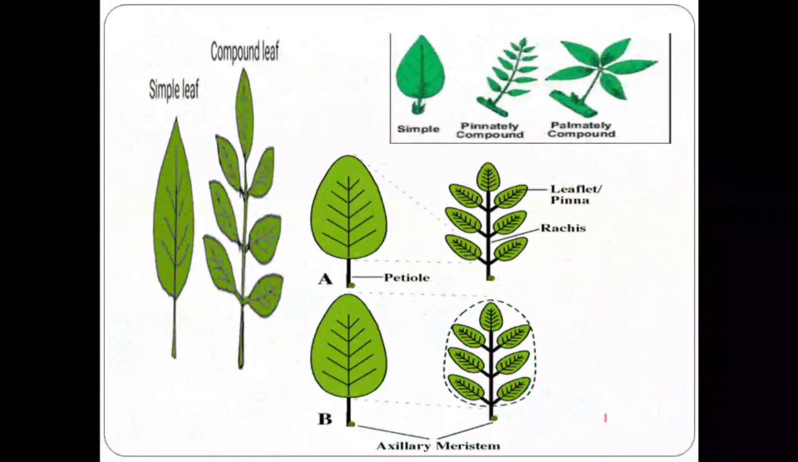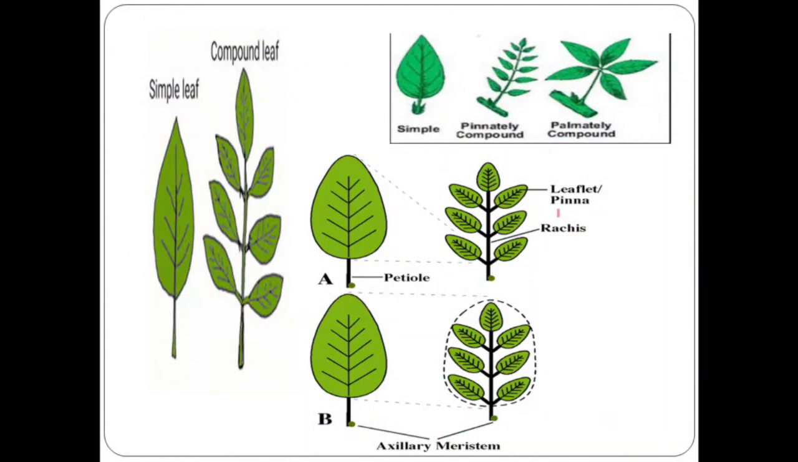Next we come to the simple leaf and compound leaf. The two diagrams are there. Here, from one point, the simple leaf consists of a single blade, and the compound leaf may be pinnately compound or palmately compound. Then we come to the compound leaves.